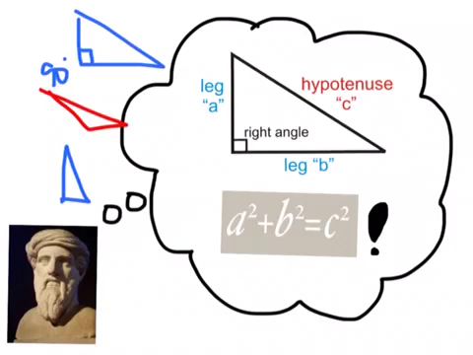What I think is that he just tried it on, and then he tried it on some other triangles, and then it worked the same way. So for this to be true, it needs to work on every single right triangle. It can't just work on this one and not work on this one. It has to work on every single one.